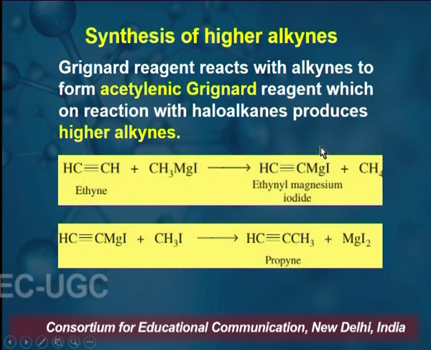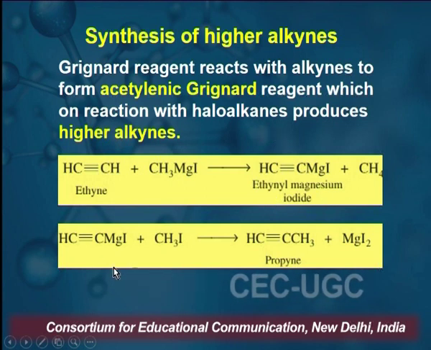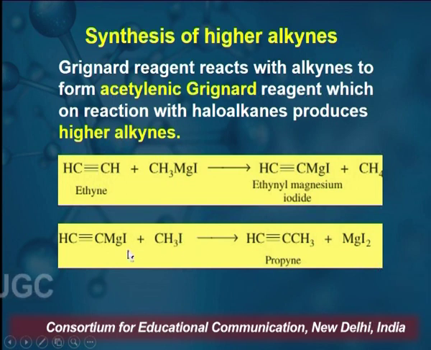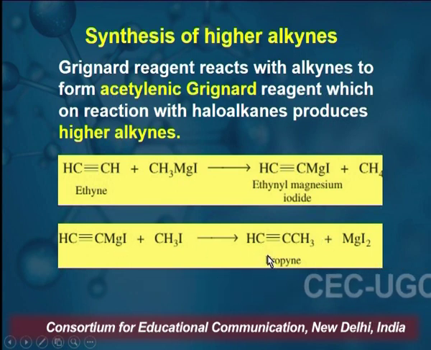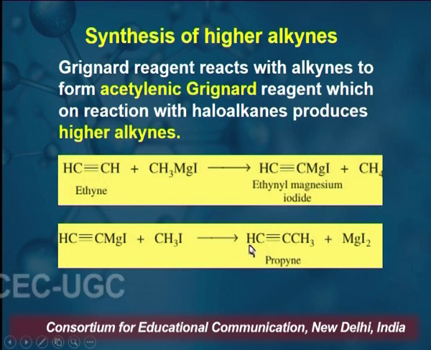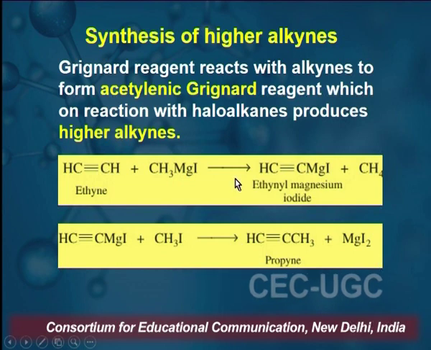The acetylenic Grignard reagent which is formed, that is ethynyl magnesium iodide, will result in the formation of propyne. Here this carbon will attack, and then MgI will be removed and we will have propyne as the product. Similarly, this H is active, so you can extend the chain at this end in a similar way.